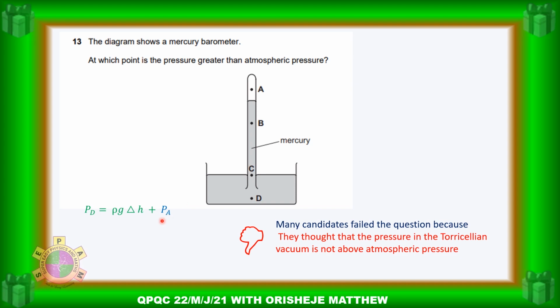So if you look at it, the pressure due to the mercury is the density multiplied by the strength of gravity multiplied by the height. Once you know this height, the distance between C and the midway between A, multiplied by the density of mercury and the strength of gravity, then plus atmospheric pressure, the point is going to be D. That's where you have the highest pressure. Let's go to the next question.